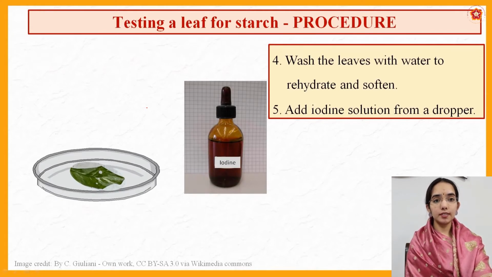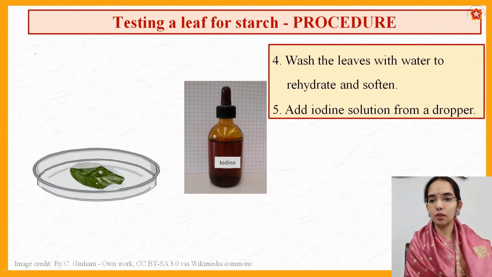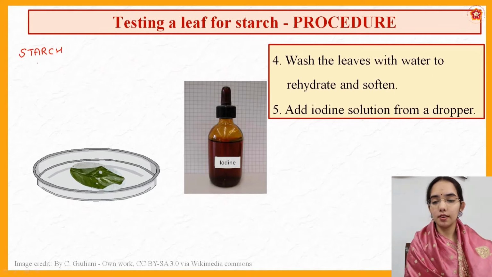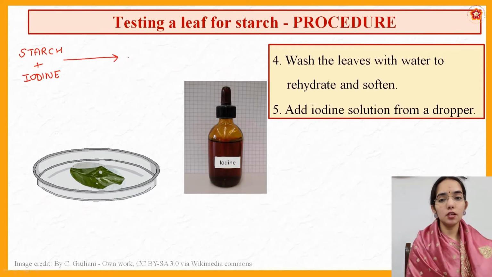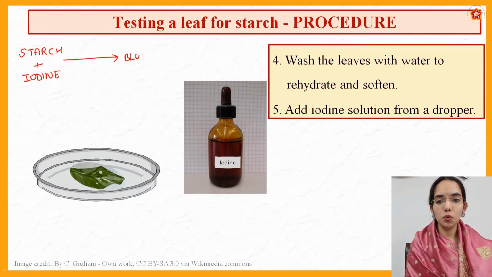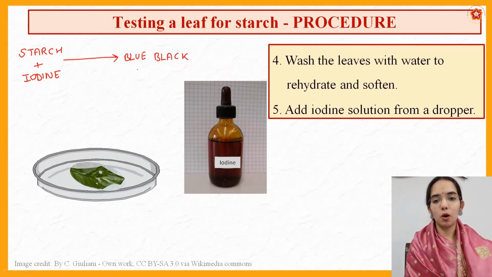So students, the concept over here is that when starch reacts with iodine, it results in a blue-black compound. So what is the result of this reaction? Blue-black compound.